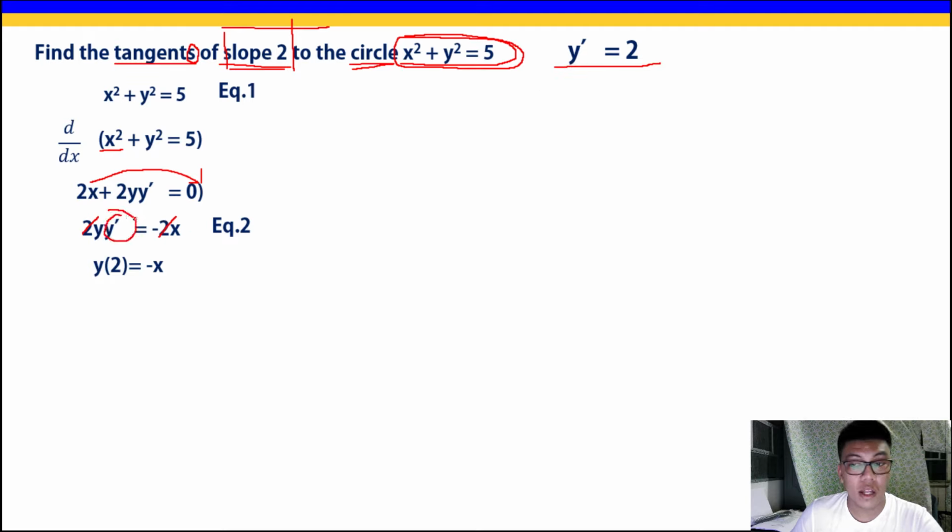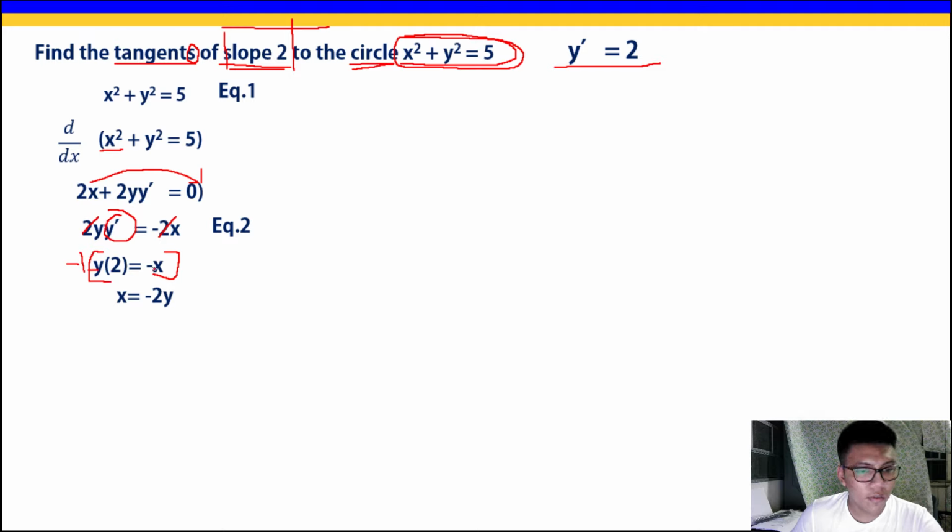So, ba't naging negative 2y? Minultiply lang yung both sides by negative 1. So, naging negative yung ating y times 2 is equal to, okay, negative x times negative 1, we have positive x. So, actually, we solve for x here.